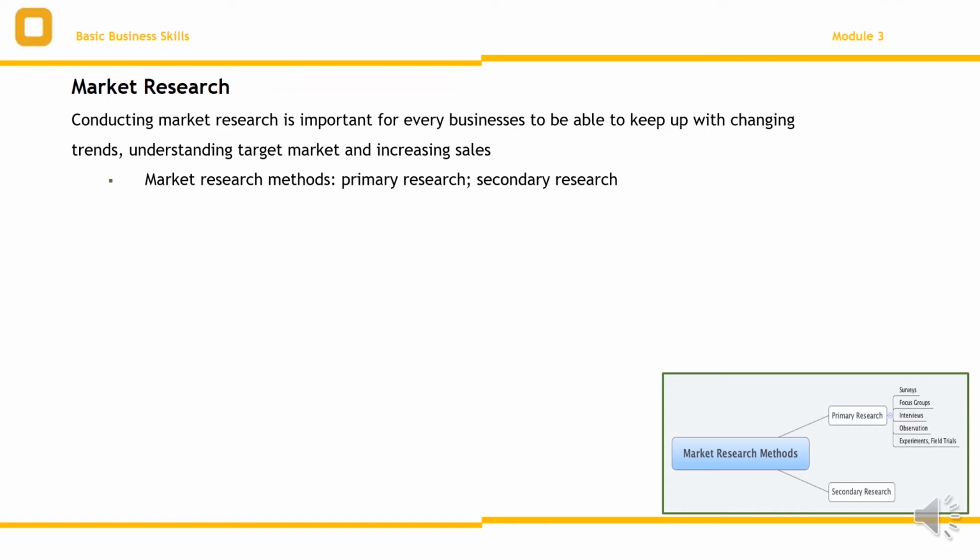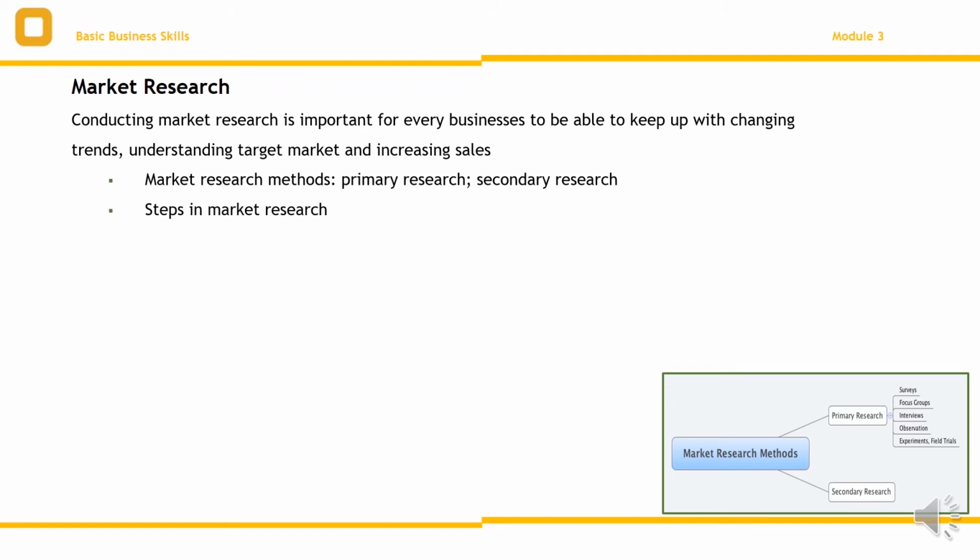Secondary research refers to your desktop research. This is where you're looking at existing information and data, where you analyze journals, you analyze reports, you analyze newspaper articles. So it's information that has already been published. It's information that has been researched by somebody else. So when you conduct market research, you can use both secondary research methods or primary research methods.